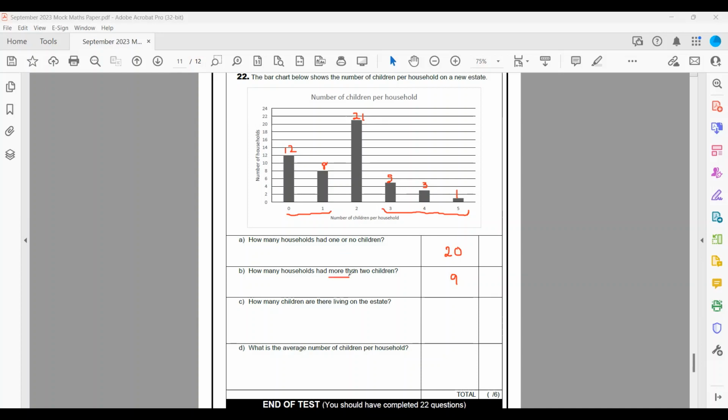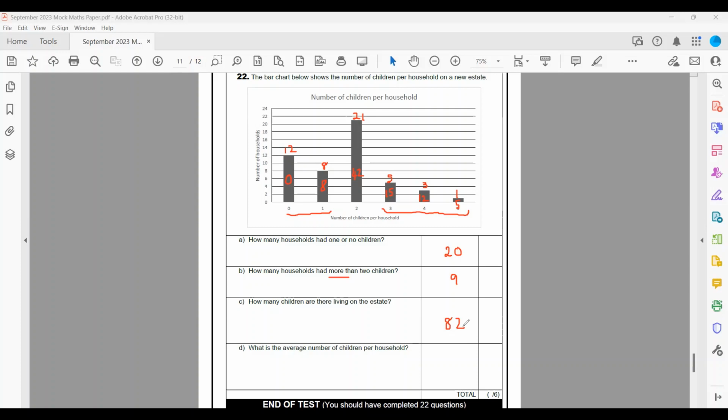How many children are there living in the estate? To work that out, we would times the number of households by the number of children. So 12 times 0 is 0, 8 times 1 is 8, 21 times 2 is 42, 5 times 3 is 15, 3 times 4 is 12, and 1 times 5 will be 5. If we add these together, we get 50, 65, 77, 82. So your answer here is 82 children.